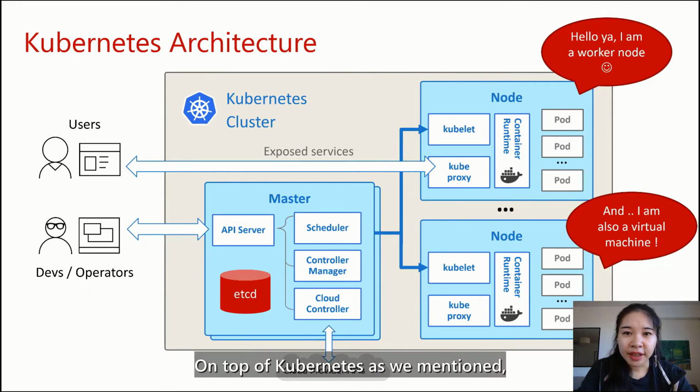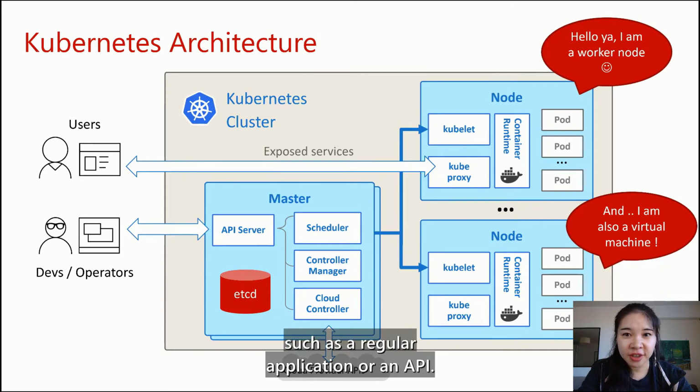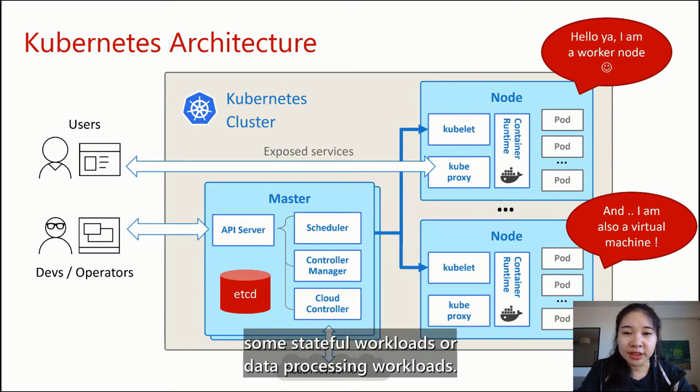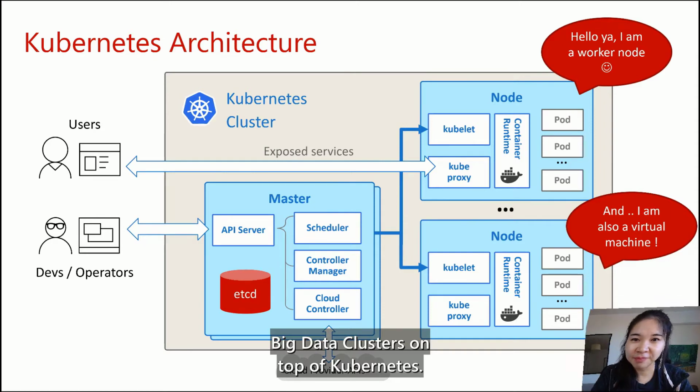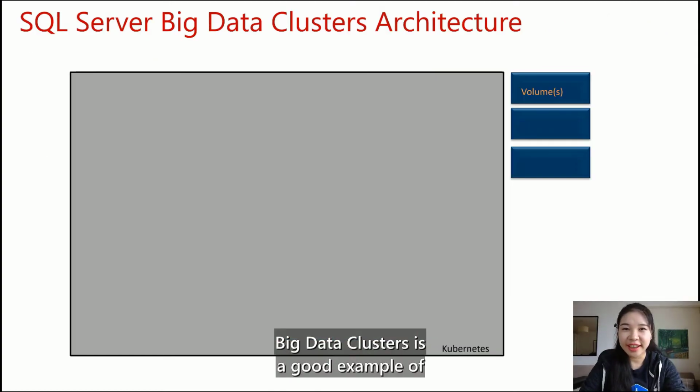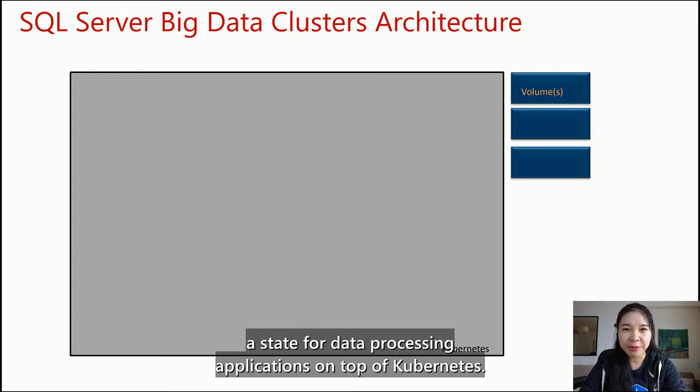On top of Kubernetes, as we mentioned, we can deploy stateless workloads, such as a regular application or an API. It can also be used to deploy stateful workloads or data processing workloads. That's where we are going to talk about big data clusters on top of Kubernetes. Big data clusters is a good example of a stateful, data processing application on top of Kubernetes.